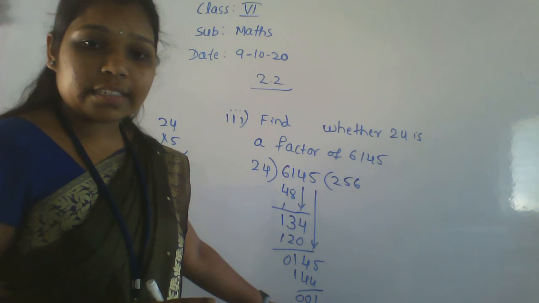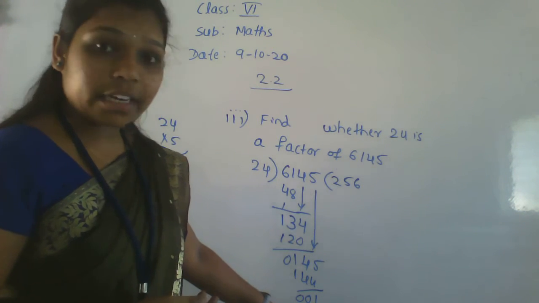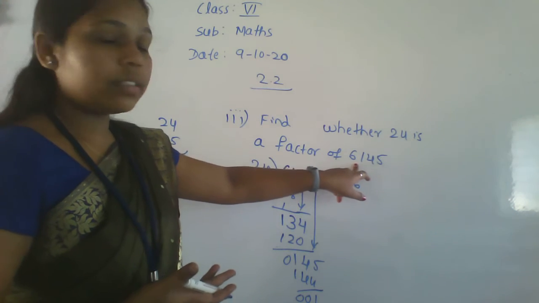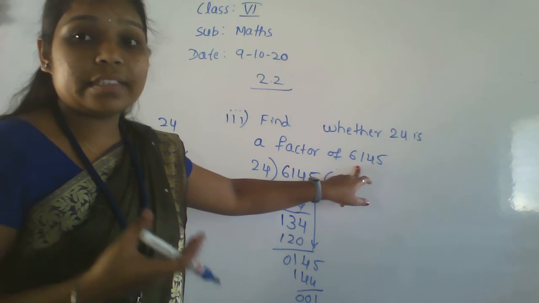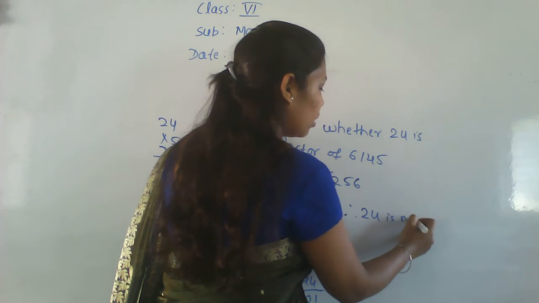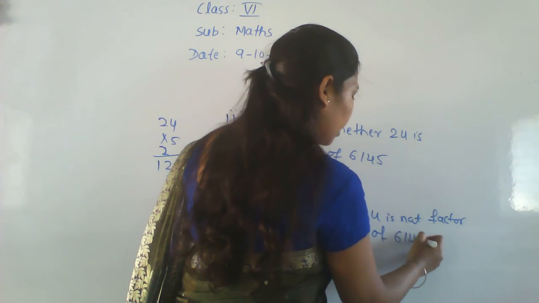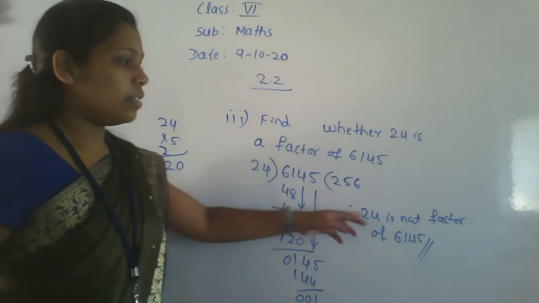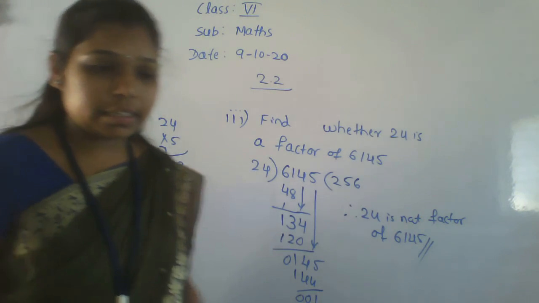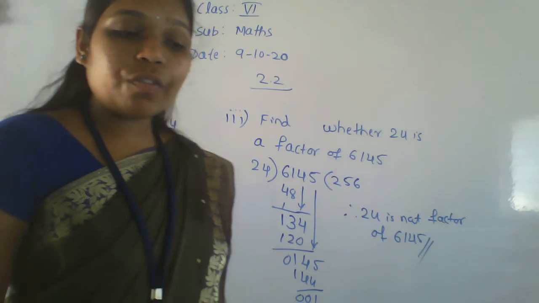1 is the remainder. We want the remainder as 0, but here we are getting a remainder of 1. Then is it a factor of 6145? No, it is not a factor. So write: therefore 24 is not a factor of 6145. That is the answer. Getting it? Okay, go for the second question. Which of these numbers is a factor of 91?